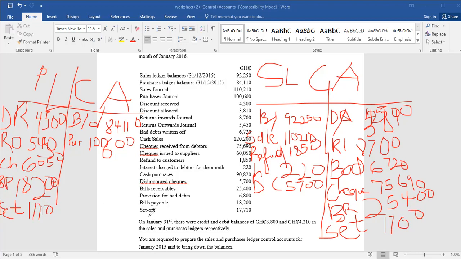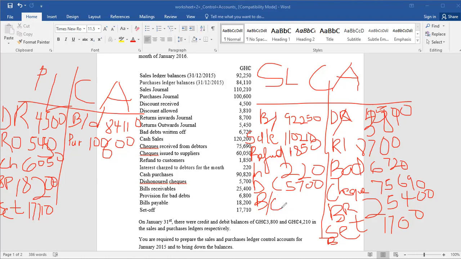So look at this. It said on 1st January there were credit balances of this and this. So if there were credit balances of 3,800 and 4,210 in the sales ledger and purchase ledger respectively, it means with the sales ledger there was a credit balance of this. Okay. So because they said there's a credit balance, you have to bring a balance carried down here. Because they said it's a credit balance, there'll be a balance carried down which will be at the debit side.